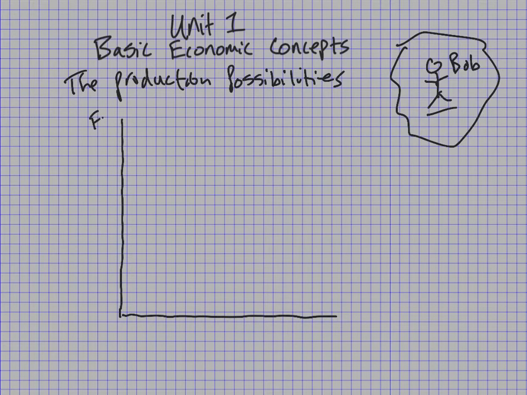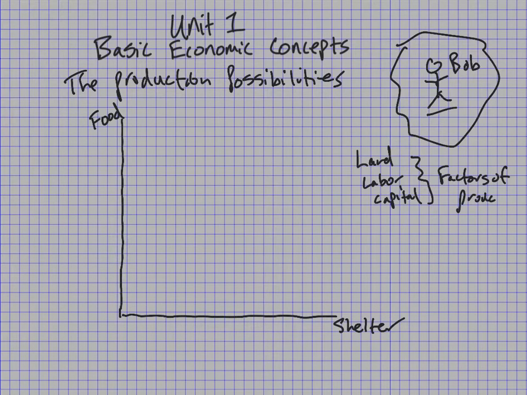So this, we're going to say, is food production, let's say. And this is shelter production. We used hours in the day, but remember, what makes up food and shelter? Land, labor, and capital are what are needed to dedicate to create these goods. And these are again called the factors of production, which makes sense as we're looking at production possibilities.